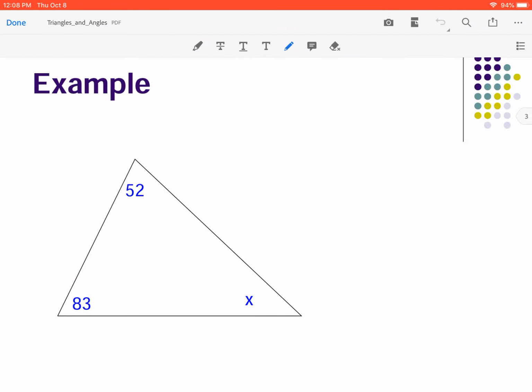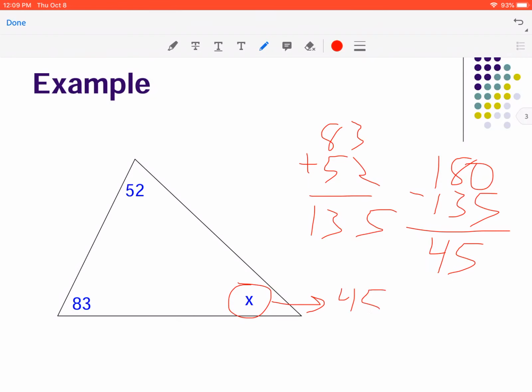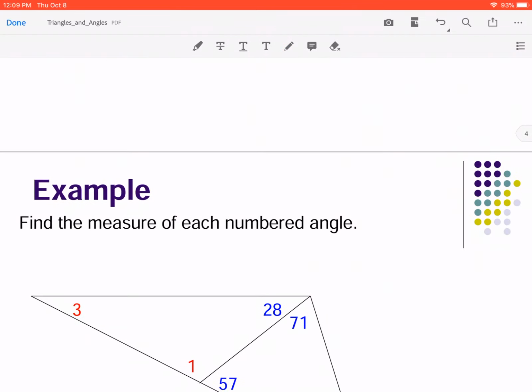All right, next one, I'm going to do the same thing. I know two angles. I should be able to find this third one. Add up the two you know, and then whatever that is, subtract from 180. So again, I'm going to do 180 minus 135. X is going to be 45, so this angle here is 45 degrees. And again, if you don't think it's right, go back and add all three of them together. They have to add up to 180, all right?